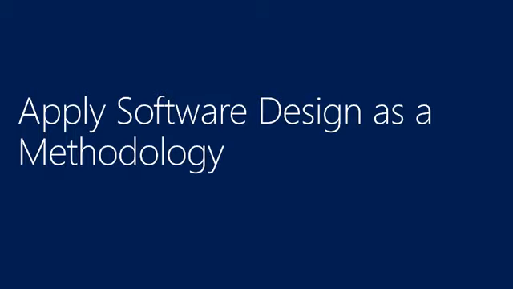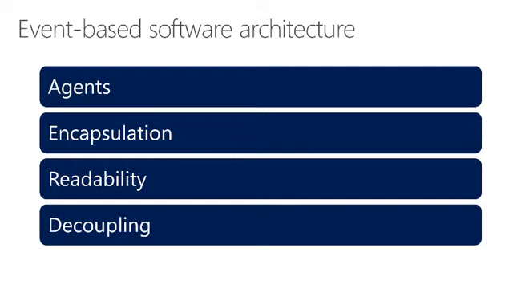The first section is applying software design as a methodology. What you need to be aware of is that we are talking about an event-based software architecture. And in that context, I'll talk about agents, encapsulation, decoupling, and readability of your code. These four concepts are very important when you think about event-based software and about properly applying software design to a business application, when you link the methods and the functions in your business application to the specific technical software design that you are going to apply.